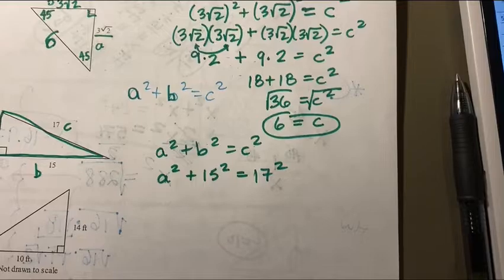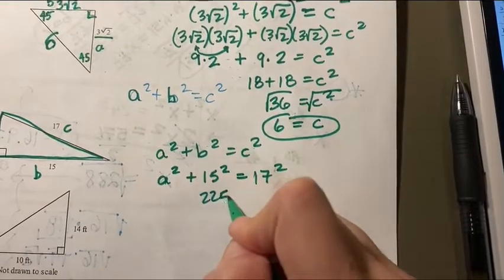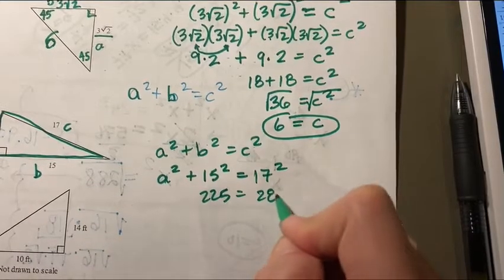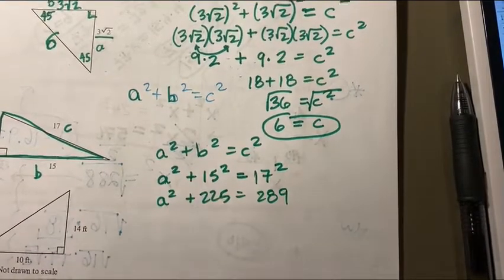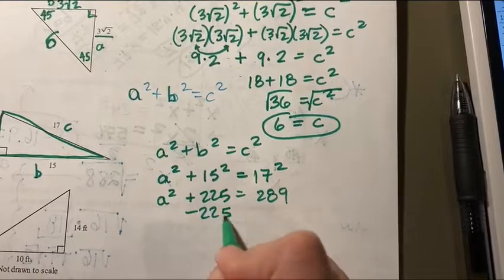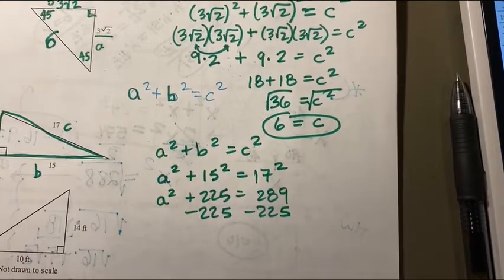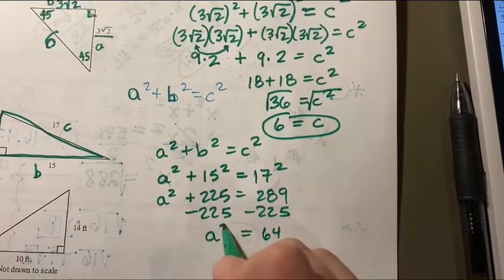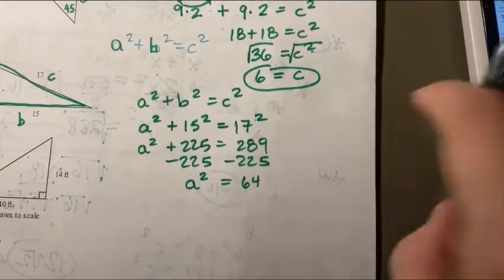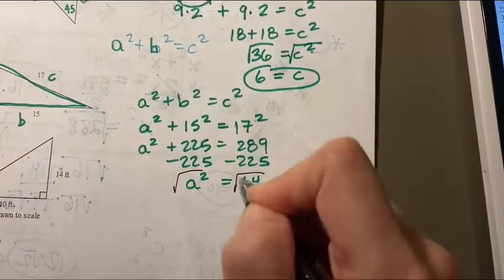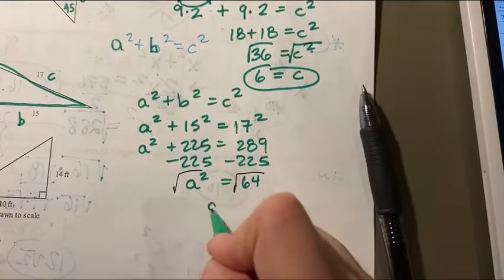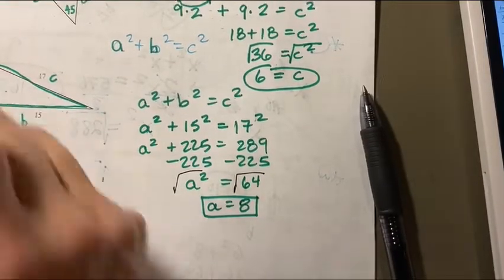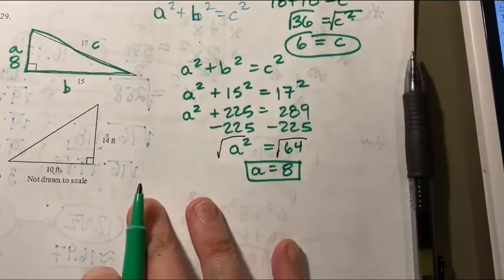So 15 times 15 is 225, right? And 17 times 17 is 289. And we still have that part. So when we subtract 225, we get 64. Ooh, this is special. This is a special one. I take the square root of both sides, and A is 8, since 8 times 8 is 64. So A is 8. All right, great job, guys.